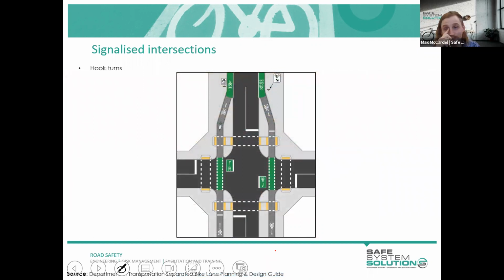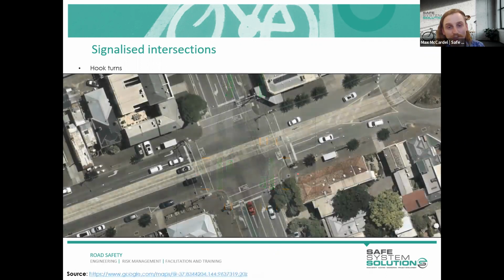Hook turns. This is something that we're certainly very fond of in Melbourne for general traffic, but we also do it for cyclists. And it's the idea of, if you wanted to turn right, you first turn left, and then prop and wait at these designated points. And then when this traffic gets the green light to go, you can also go. Really, really sensible solution that is used very, very commonly.